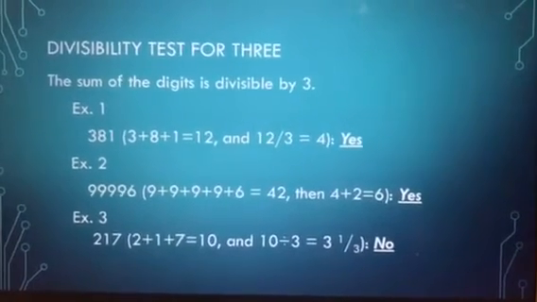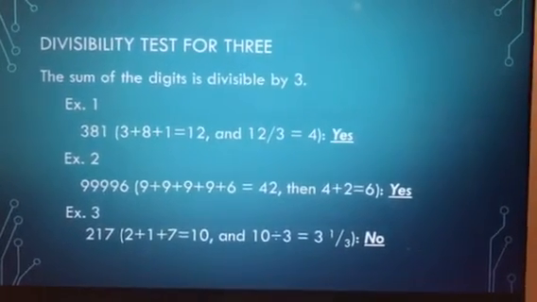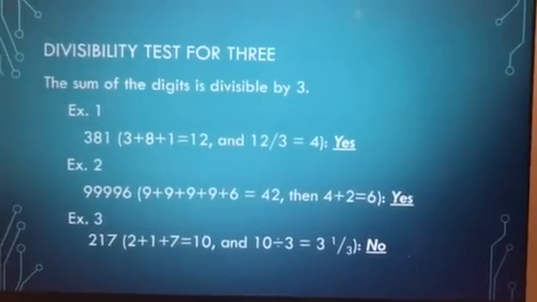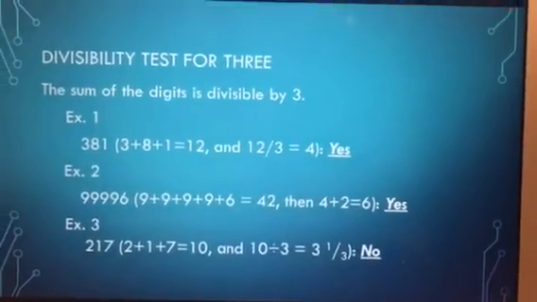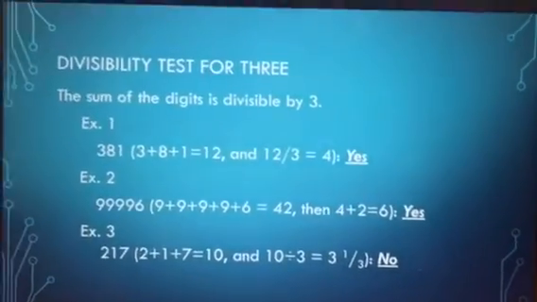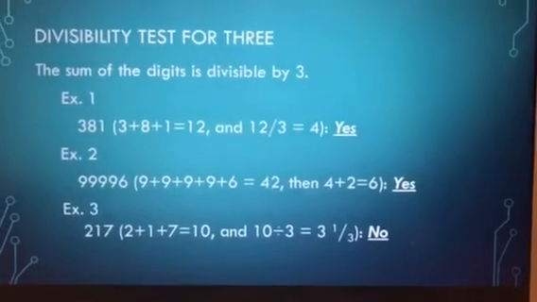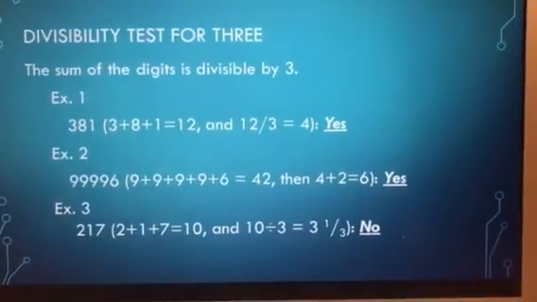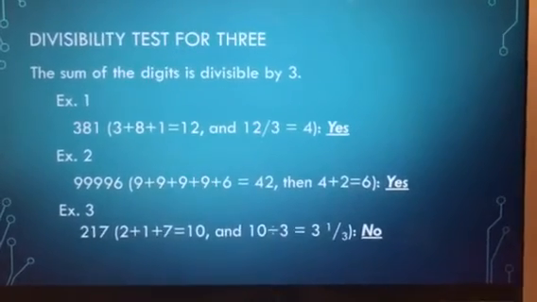Now, if I take a number like 217, 2 plus 1 plus 7 equals 10. And 10 divided by 3 is 3 1/3. So the answer is no. So for something to work, based on examples 1 and 2, it literally has to be the sum of all the digits.